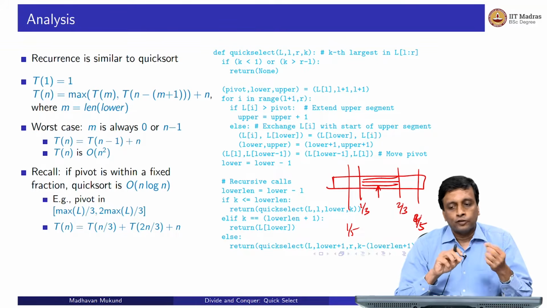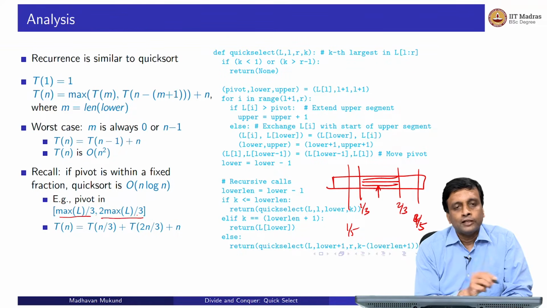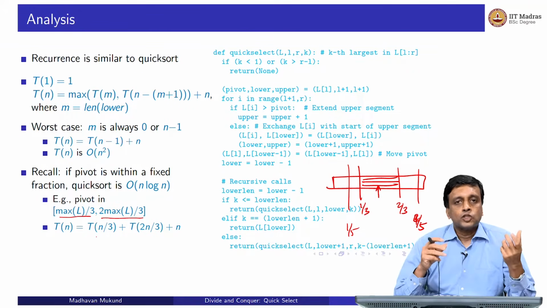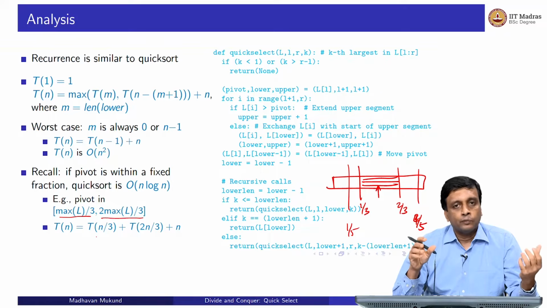So last time we saw this for 1/3, 2/3. Supposing the pivot lies between the maximum value divided by 3 and the maximum value times 2 divided by 3. If this is the case, then the recurrence we get is that we are guaranteed that the smaller of the two partitions is at least 1/3 in size, because the pivot is at least 1/3 away from the boundaries.